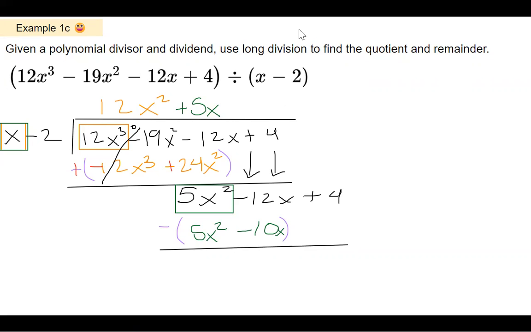We have our negative sign outside, so we make sure that we change the signs. Next, 5x to the power of 2 plus negative 5x to the power of 2 goes to 0. And now negative 12x plus 10x is negative 2x. Let's write that down. All right, Joel, pass it on. Joaquin, what do I do next?